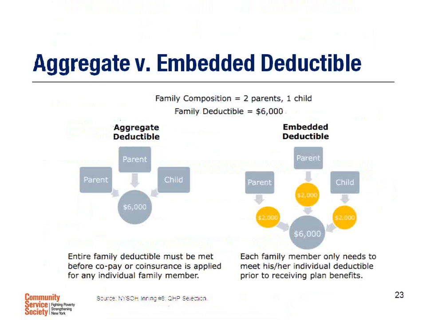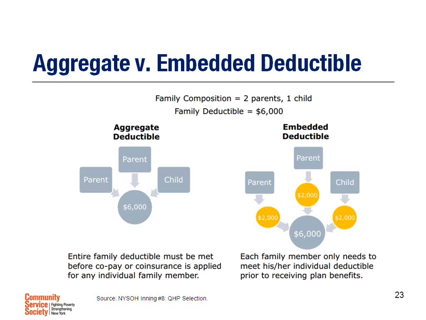So I took this slide from Inning 8 from the QHP selection, which I think I should give credit to CBPP, the Center on Budget and Policy Priorities. You know what I'm talking about because we always send those resources. So this explains the aggregate deductible and the embedded deductible.